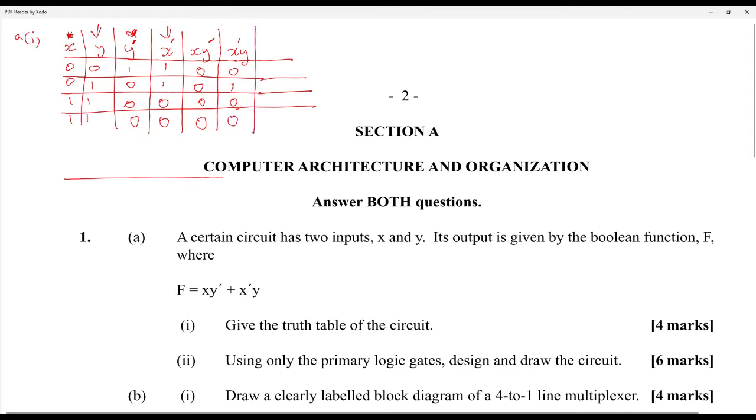So we get that in there, and now we have to OR these two. So it will be x not y, or not x y. So 0 or 0 will be 0, 1 or 0 will be 1, 0 or 0 will be 0, 0 will be 0. Oh shucks, yeah, my bad.